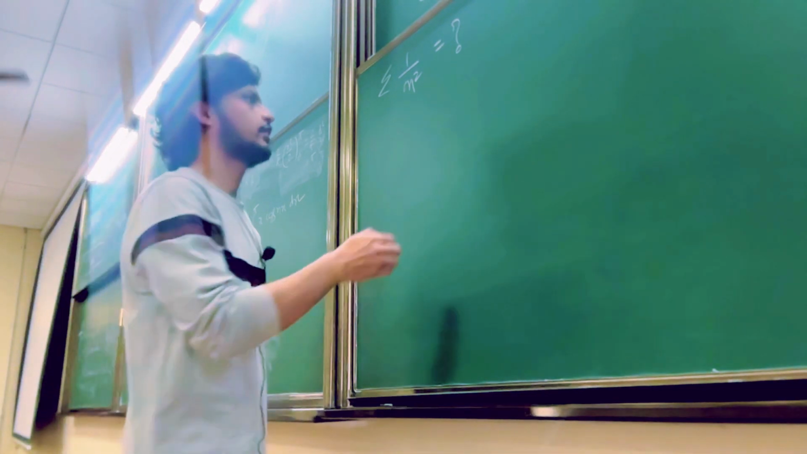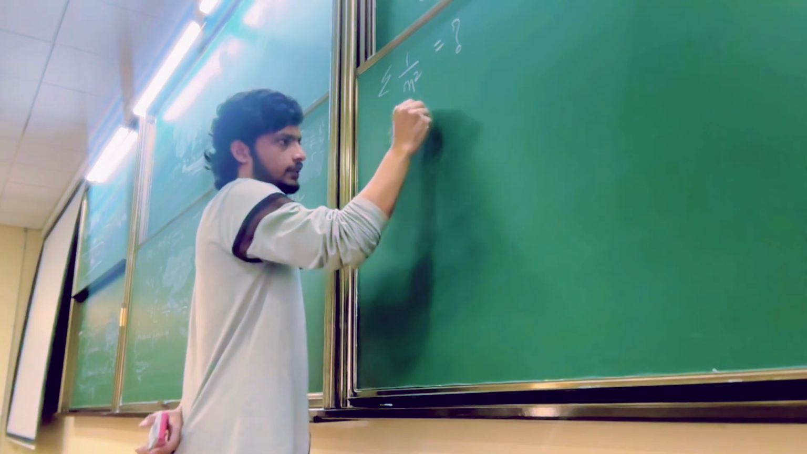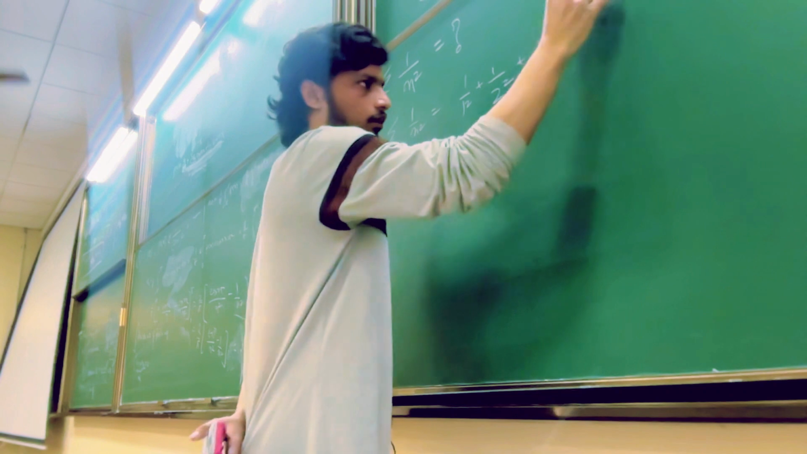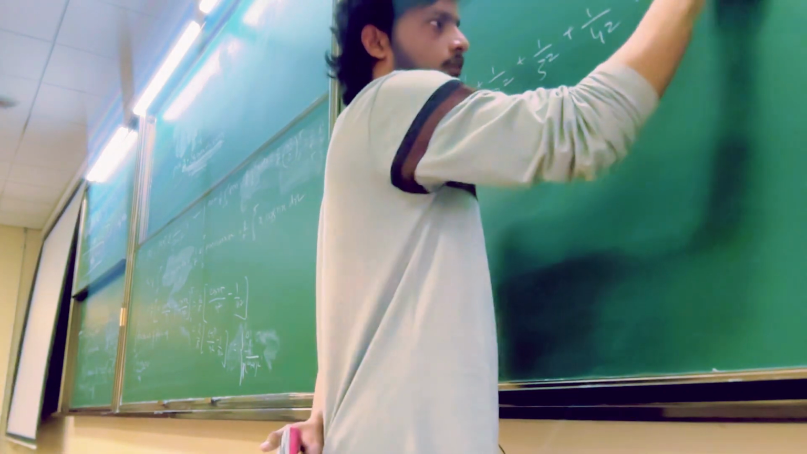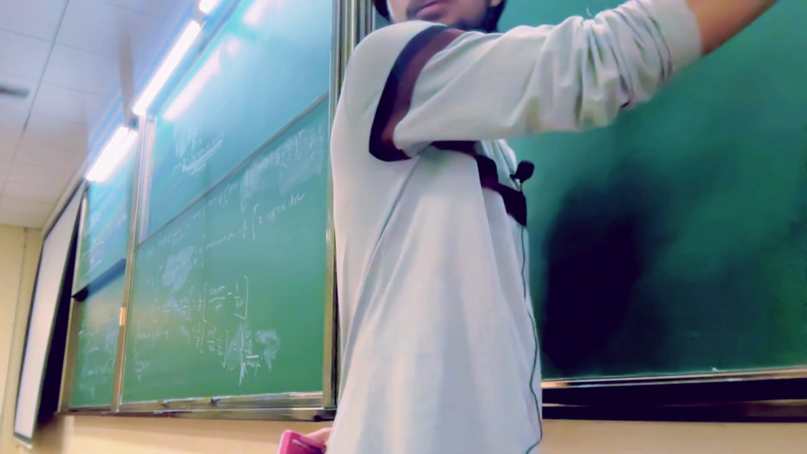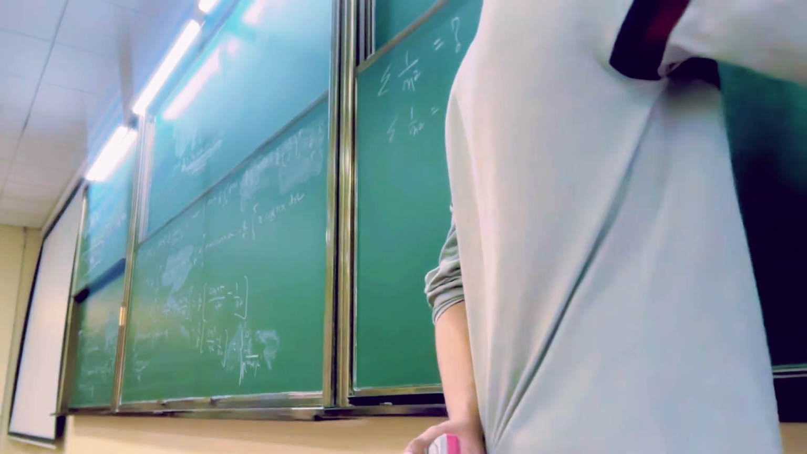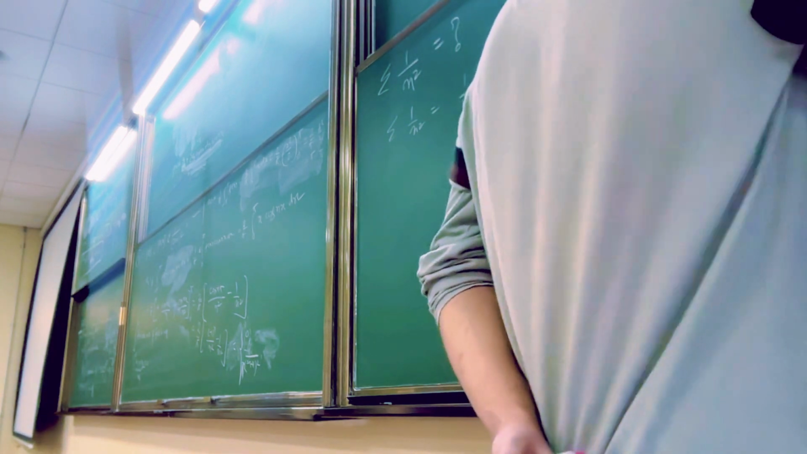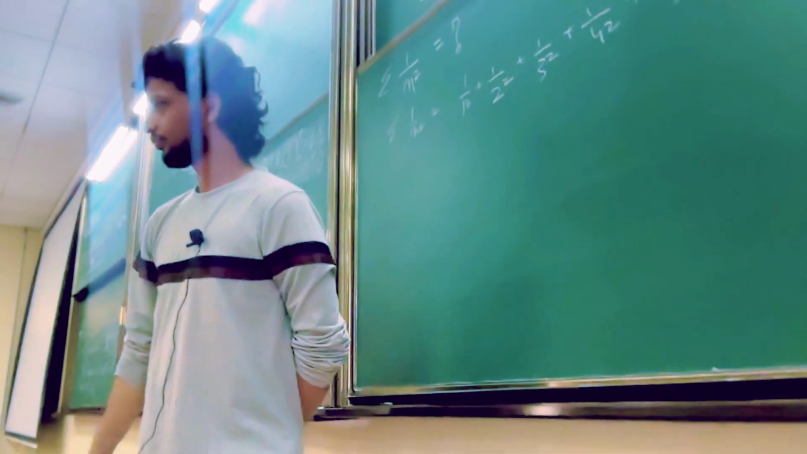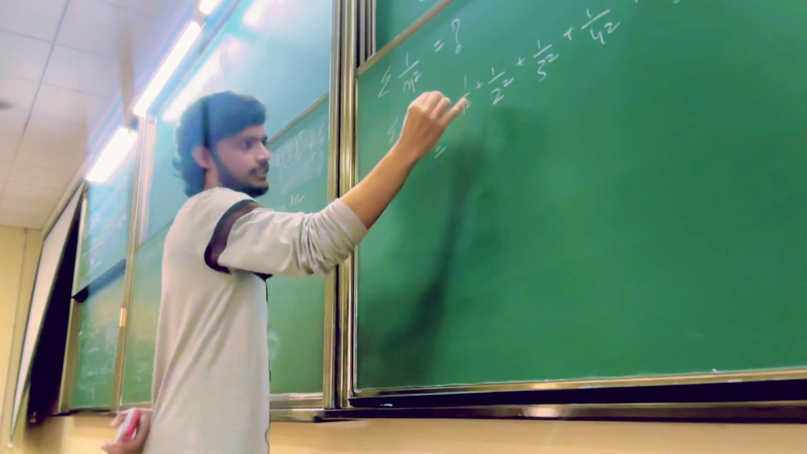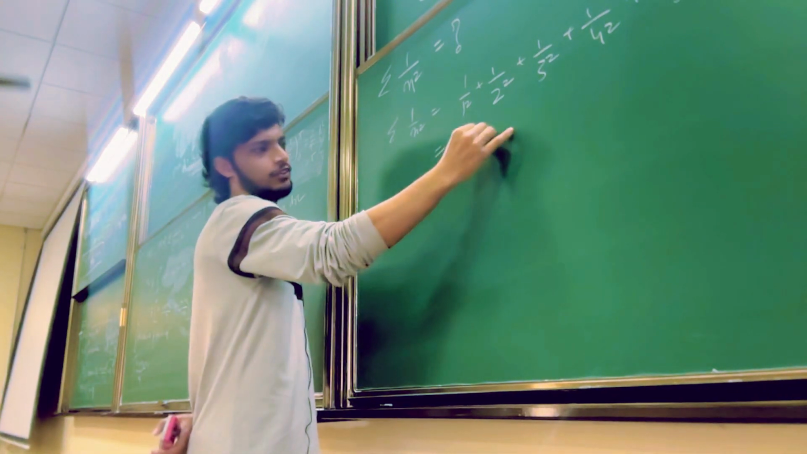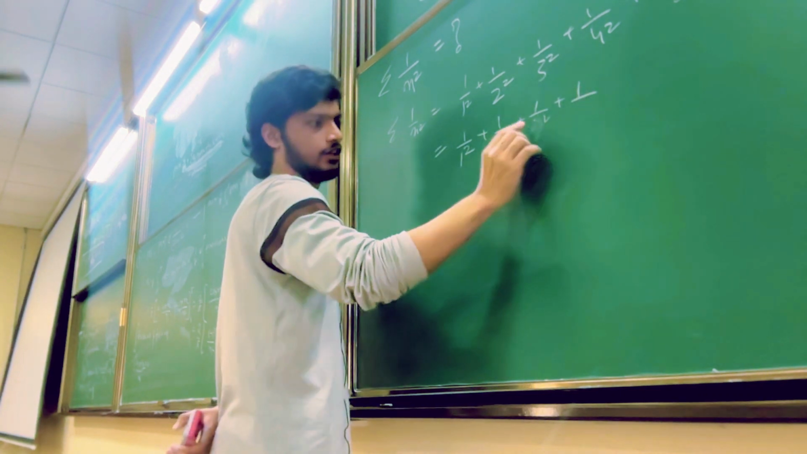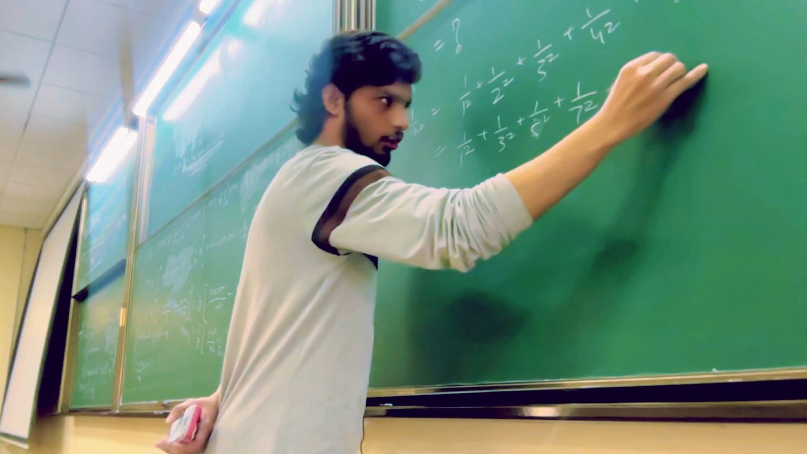Okay, see, I'll give you a hint. Summation 1 by n square is actually 1 square, 2 square, 3 square, 4 square. You have all the odd terms. You can write the even terms as 1 by 4 times the whole sum. See the magic. 1 by 1 square, 1 by 3 square, 1 by 4 square, 1 by 5 square, 1 by 7 square. These are odd numbers.